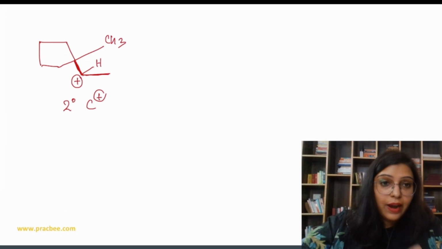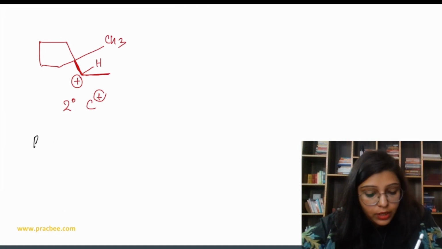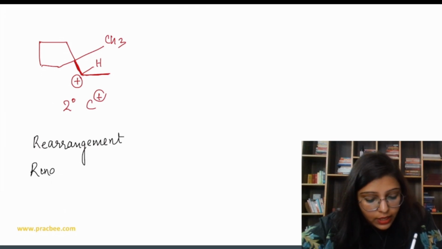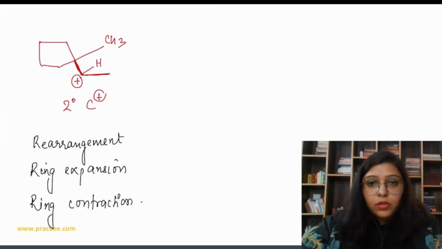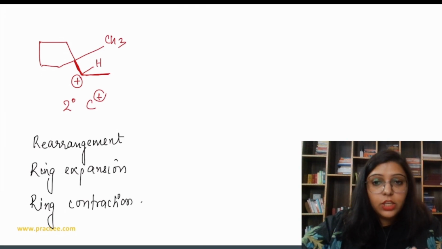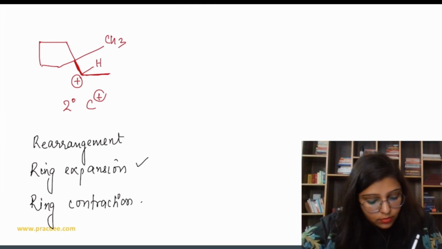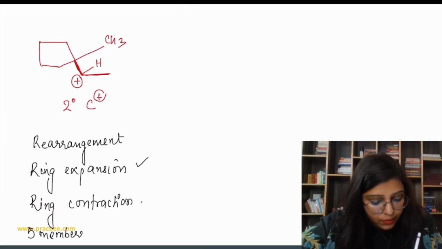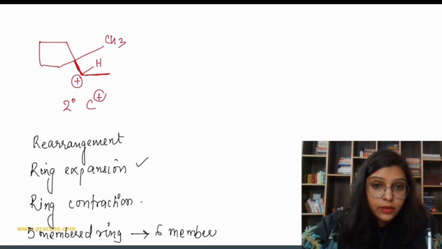So in that case, you have to check whether you can rearrange the carbocation. In this situation, you have to check the rearrangement case, ring expansion case, and ring contraction case. We can do the rearrangement, the ring expansion and ring contraction. So ring expansion is favored, because the 5-membered ring is converted to a 6-membered ring, right?